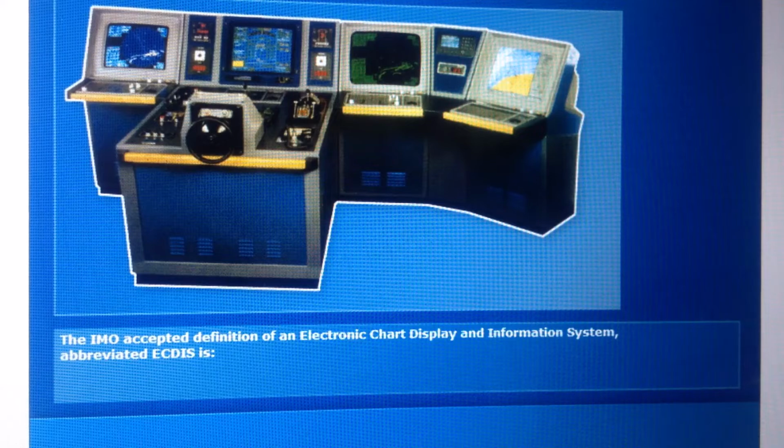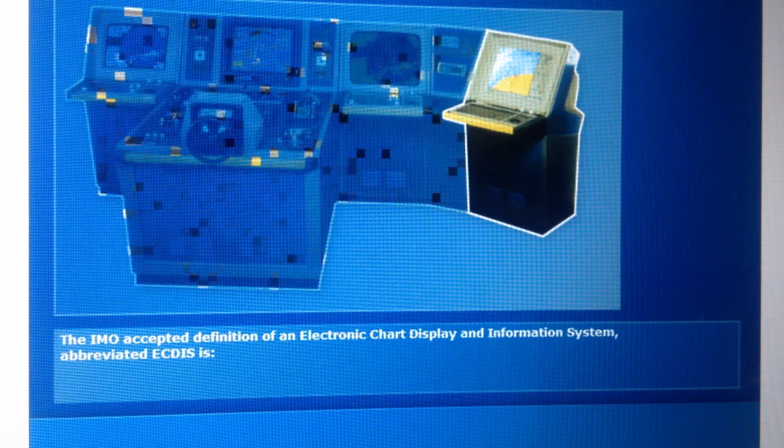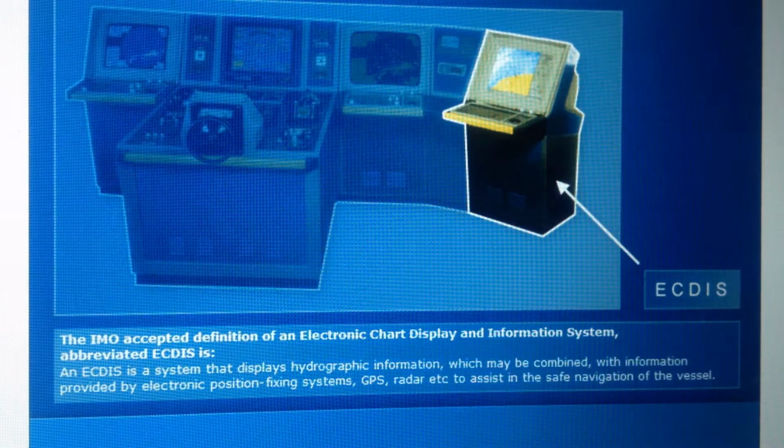The IMO accepted definition of an electronic chart display and information system, abbreviated ECDIS, is: an ECDIS is a system that displays hydrographic information which may be combined with information provided by electronic position fixing systems, GPS, radar, etc., to assist in the safe navigation of the vessel.